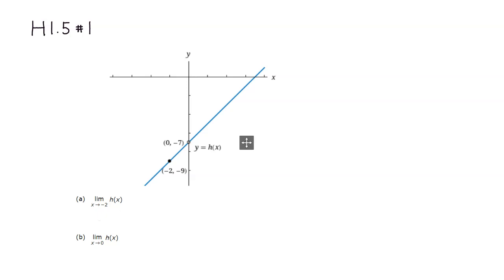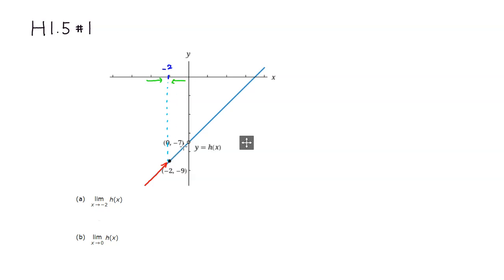So -2 is right here. We are approaching, so this is a regular limit from both sides. You're approaching -2 from both sides. If you are approaching from the left, along the graph, you can see that the tendency is heading toward this point.